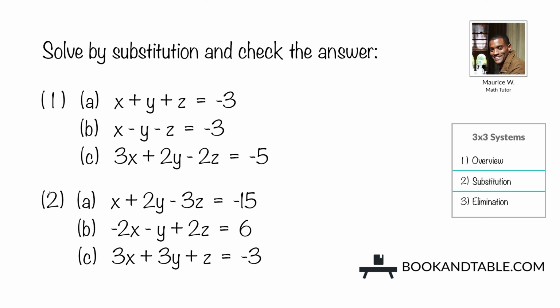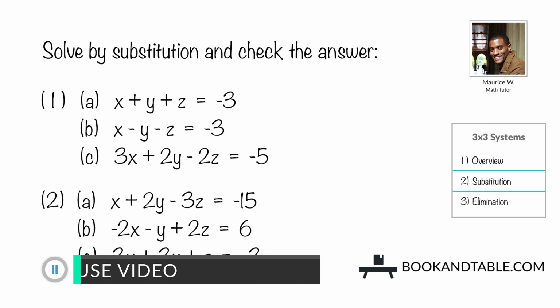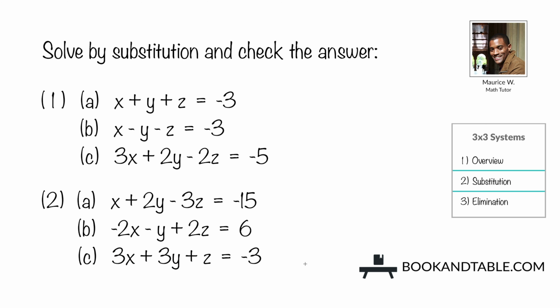Question number 2. Equation A, x plus 2y minus 3z is equal to -15. Equation B, -2x minus y plus 2z is equal to 6. In equation C, 3x plus 3y plus z is equal to -3. Pause the video, answer these questions, and then press play when you are ready to begin.